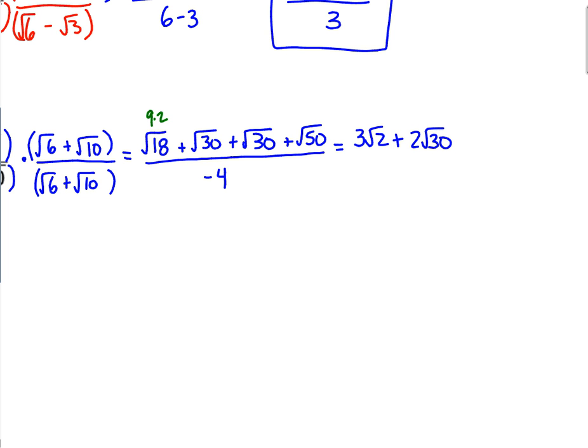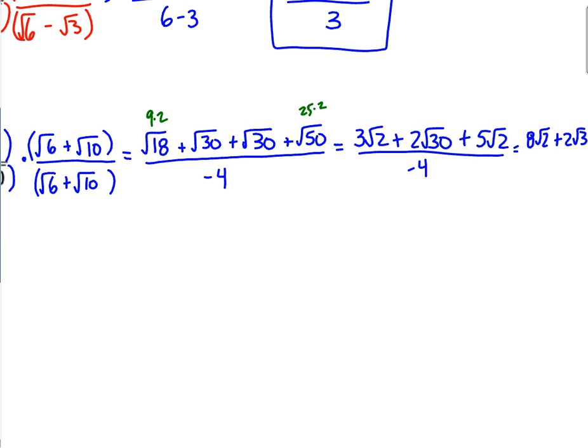No need to. Okay, root 50, what product can we make? 25 times 2, so what would that simplify to? 5 root 2. Your AP, we should be able to get to that. All over negative 4. Anything else we could do here? Collect like terms. 3 and 5 is 8 root 2 plus 2 root 30.